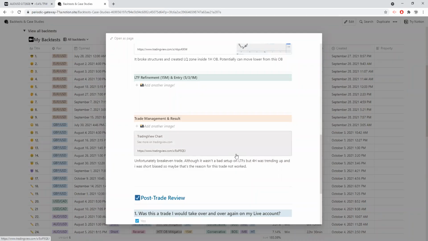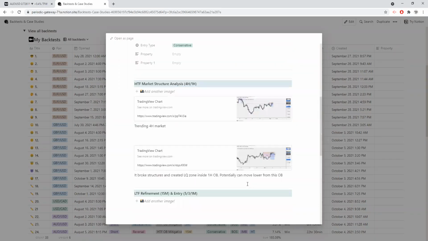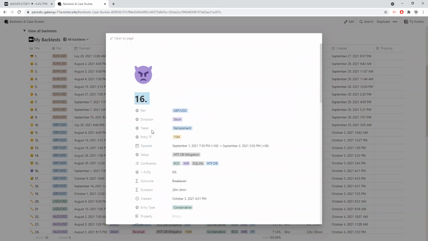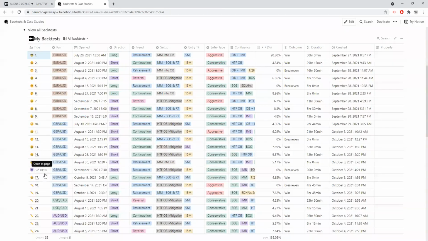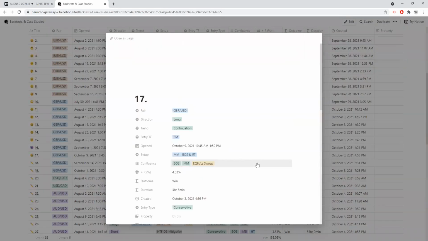Wasn't a bad setup, but 4H was trending up. I'm really happy you identified this. Congratulations for this. This is really good. And I was short buy, so maybe that's the reason. Very good. You again read my mind. You're very good. And you have a devil right there. Very nice.